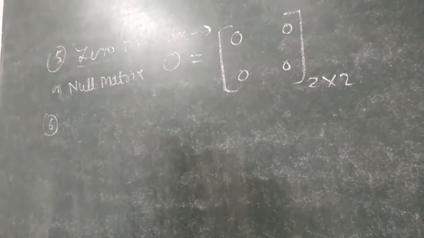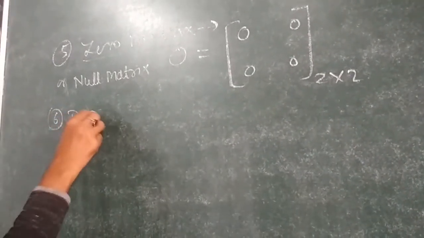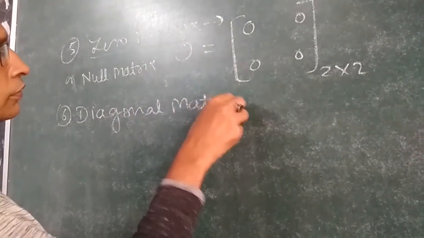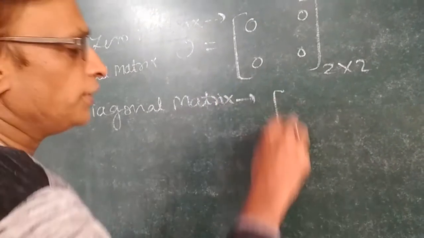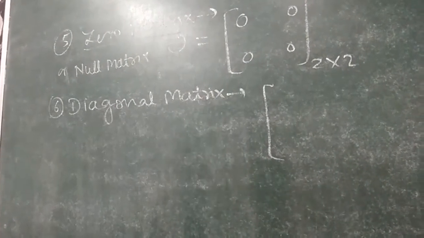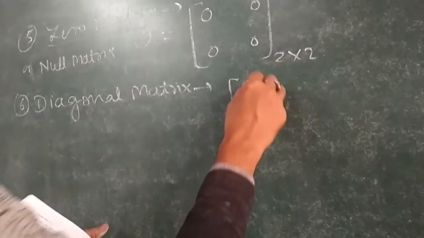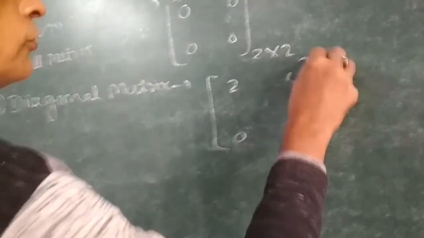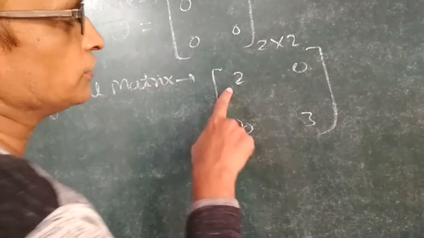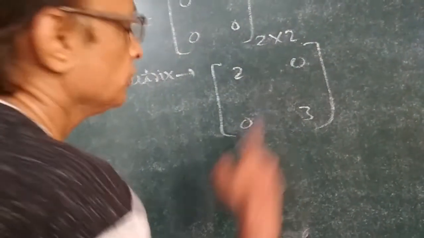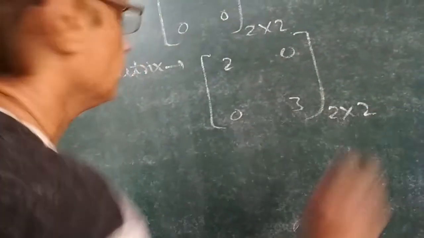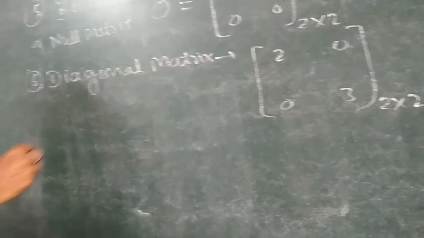the diagonal matrix. We can represent any diagonal matrix like this. It contains elements in only one diagonal, like this: 2, 0, 0, 3. So this is a diagonal matrix because only one diagonal contains elements other than 0. The type of this matrix is a square matrix.